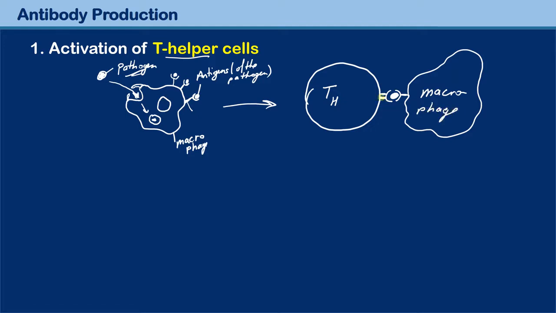The T helper cell now senses there is an antigen over here, and the macrophage is activating it. It becomes activated. I'm just going to write activated. It turns on, certain DNA portions are turned on, and the T helper cell, which was floating around passively in the past, is now activated. So that's stage number one.